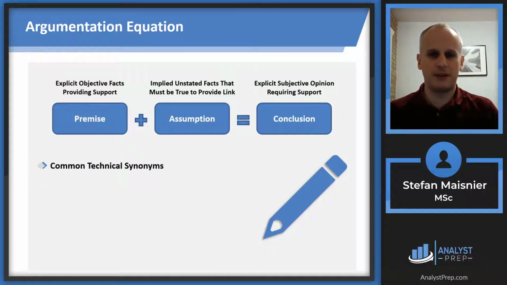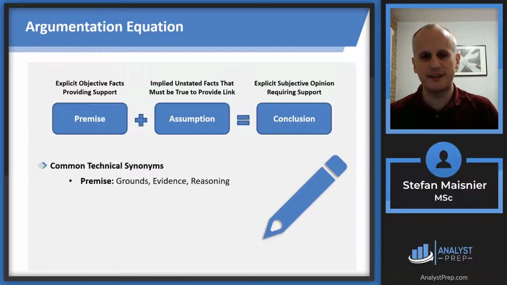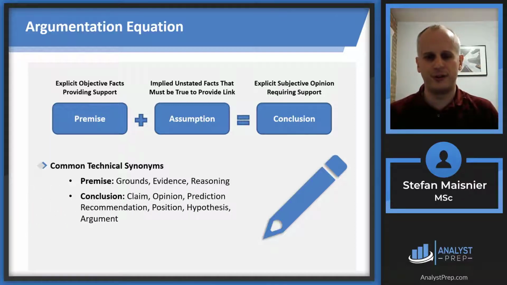Now, there are some technical synonyms that you'll see and want to be familiar with for both premise and conclusion. So for premises, these can be grounds or evidence or reasoning or even the word support, as you see up there. These are just the facts that underpin whatever the conclusion is. And your conclusion is synonymous with claim or opinion or prediction or recommendation or position or hypothesis or even argument. It's basically, again, the subjective statement. That's how you need to think of your conclusion.